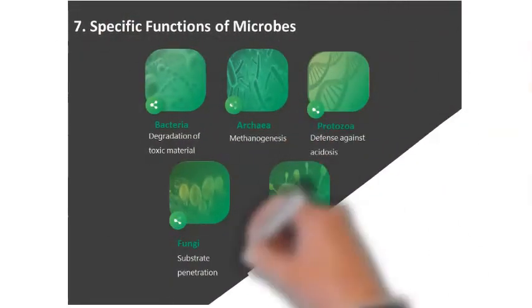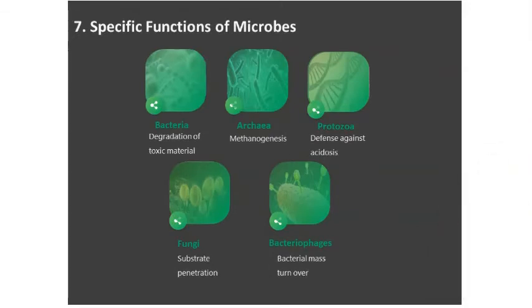Specific functions of microbes are: the bacteria degrade most of the toxic materials like saponins, tannins, alkaloids, nitrates, sulfate, and oxalates, etc. The archaea are the hydrogen utilizers, methane producers. Hydrogen is a highly combustible gas, and it is converted to methane, a less dangerous gas than hydrogen.